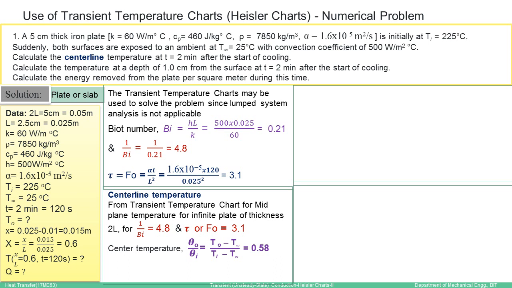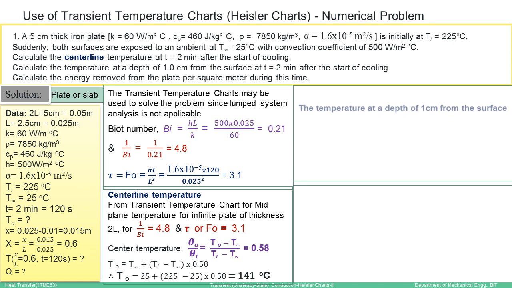Once you get this center temperature, dimensionless one, then you can use the simplified expression for T naught from the same. T naught now is equal to T infinity plus Ti minus T infinity into 0.58 for this case of problem. We can obtain the center line temperature as 141 degree Celsius. So the first step is to find out the center line temperature. It is now found out as 141 degree Celsius.